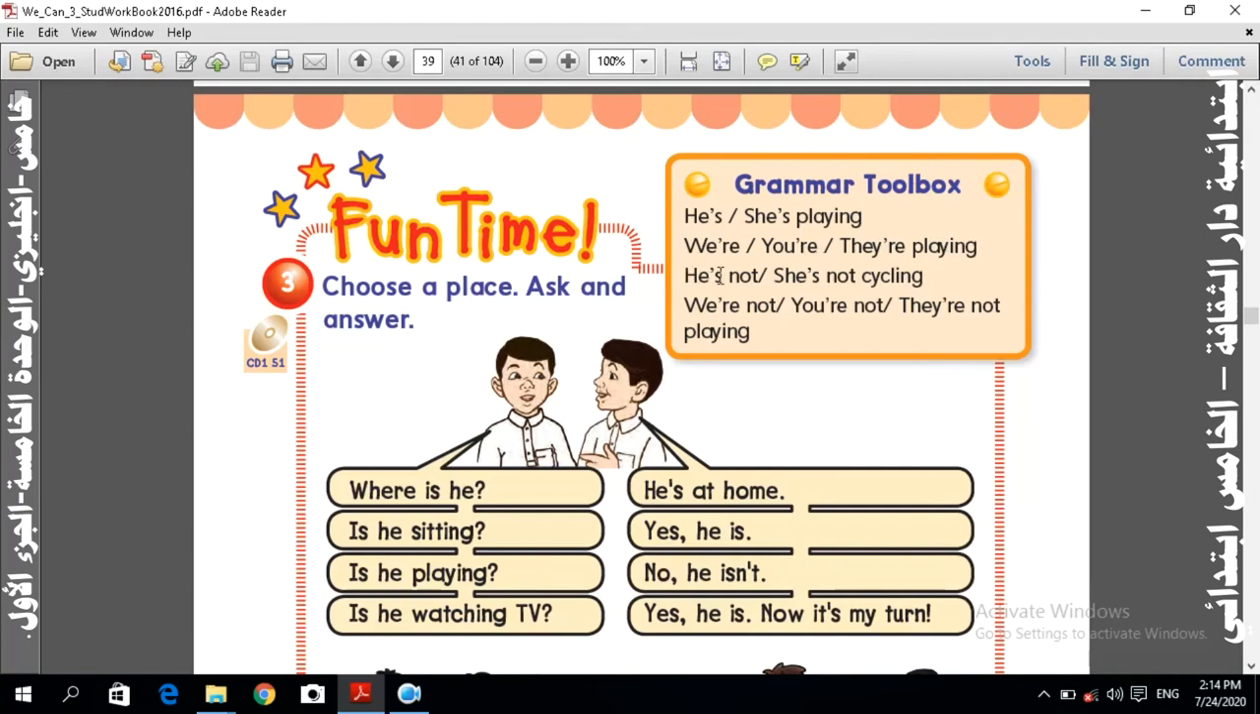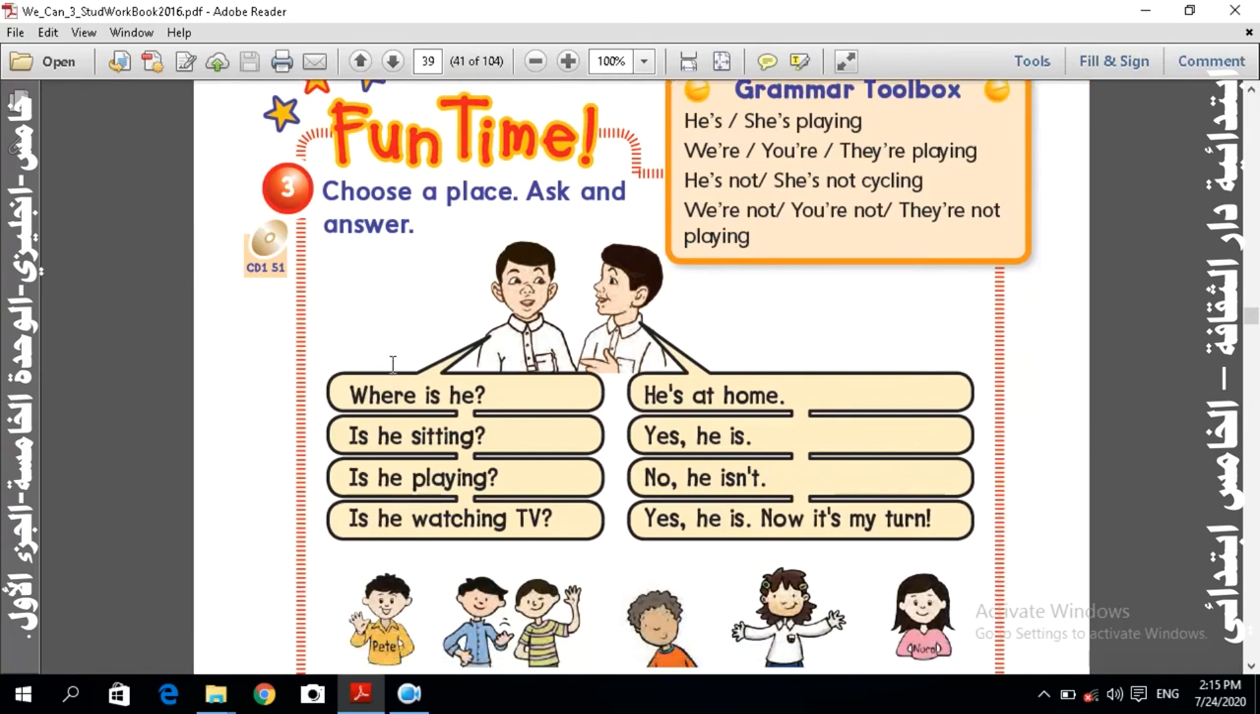أما في النفي نضيف not. He's not cycling. She's not cycling. We're not playing. You're not playing. They're not playing.